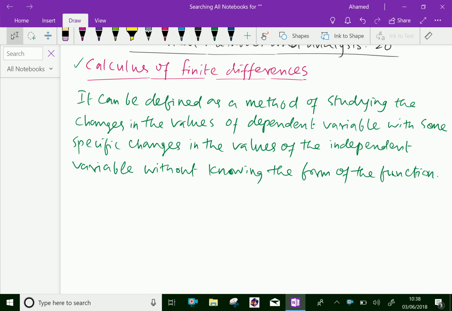In numerical methods and analysis, let us discuss the calculus of finite differences. It can be defined as a method of studying the changes in the dependent variable with some specific changes in the values of the independent variable without knowing the form of the function. Means the function is not given, but with the given values of dependent and independent variables, we can study these changes.